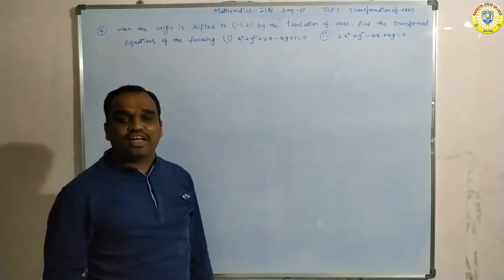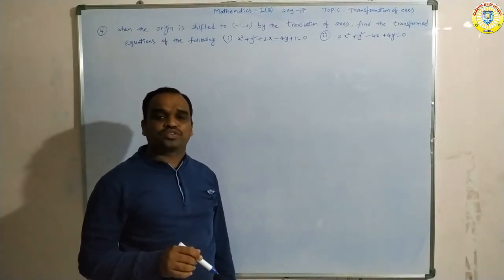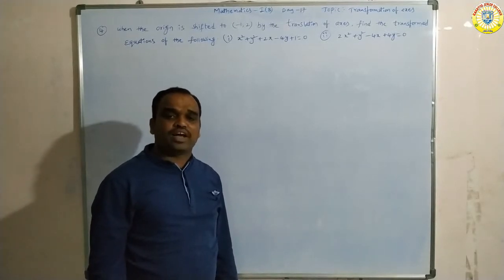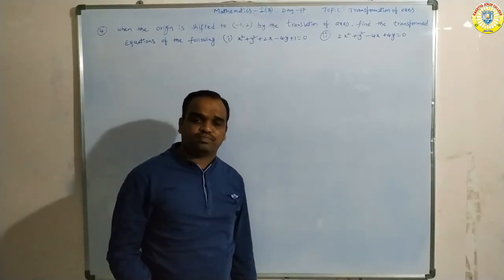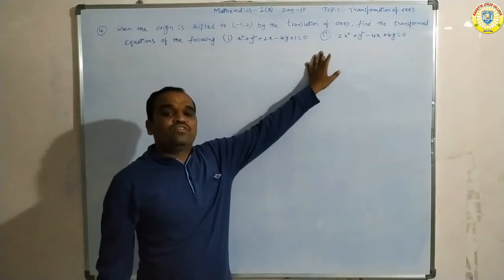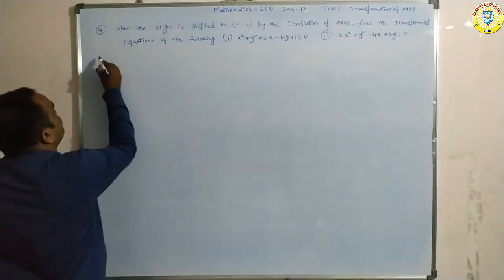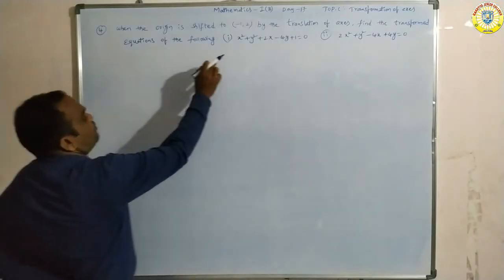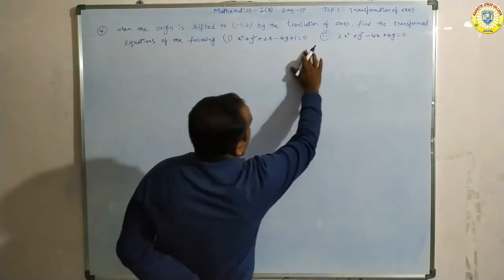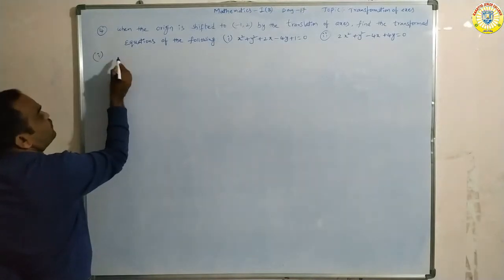What are the original variables? Small x comma small y are the original variables. What are the transformed variables? Capital X comma capital Y are the transformed variables. The original equation is given, and we are finding the transformed equation. See here, the solution. There are two problems. The origin is shifted to the point (-1, 2). This is one original equation, and this is another original equation. So first we are discussing the first problem.